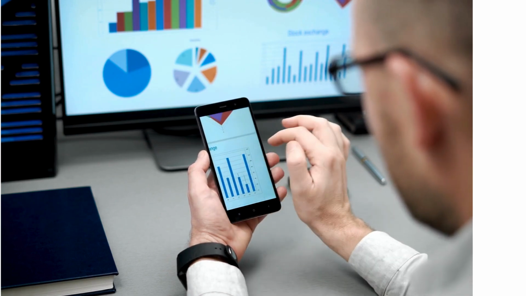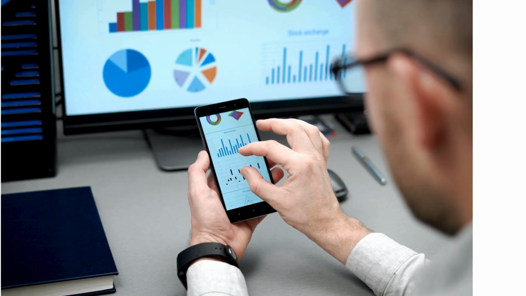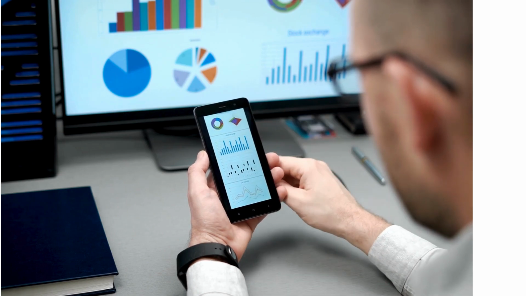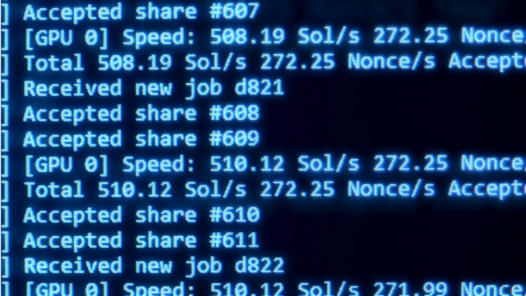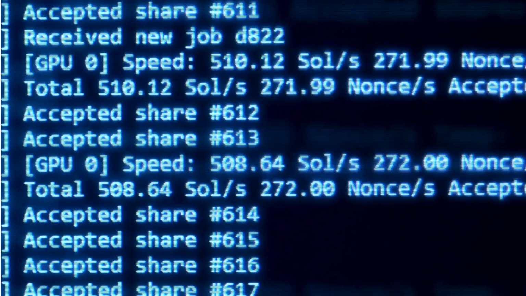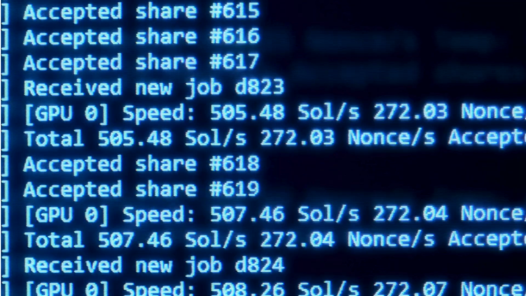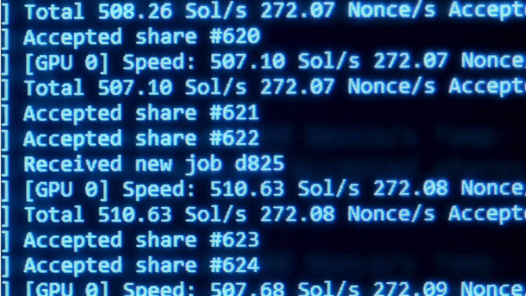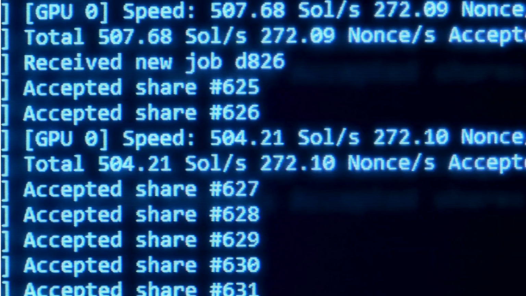Geographic variations: regulatory environments, local demand, and currency exchange rates can cause price differences between regions. Delayed price updates: prices on smaller exchanges may not update as quickly as those on larger platforms, creating temporary inefficiencies.